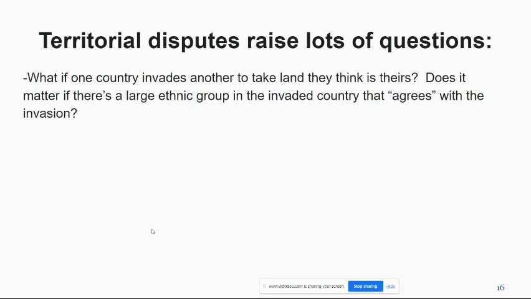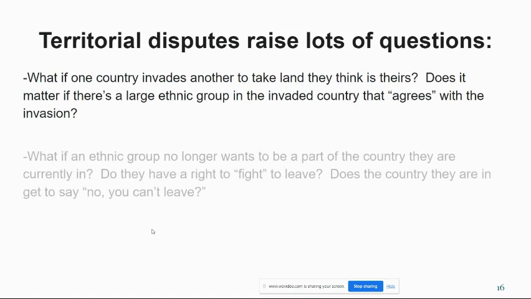Let's say Russia invades Ukraine, but you have these Russian speaking people and they see themselves as Russian. They live in Ukraine. What if they're welcoming of that Russian invasion? What if they believe that that should happen? Now, I'm not trying to justify the war in Ukraine or the invasion of Ukraine, but this happens all the time. What if they try to annex that portion that has those people in it, and they agree with that invasion? What happens then?